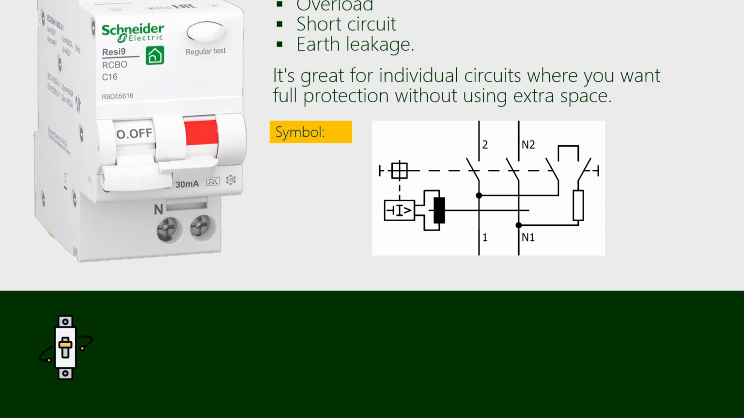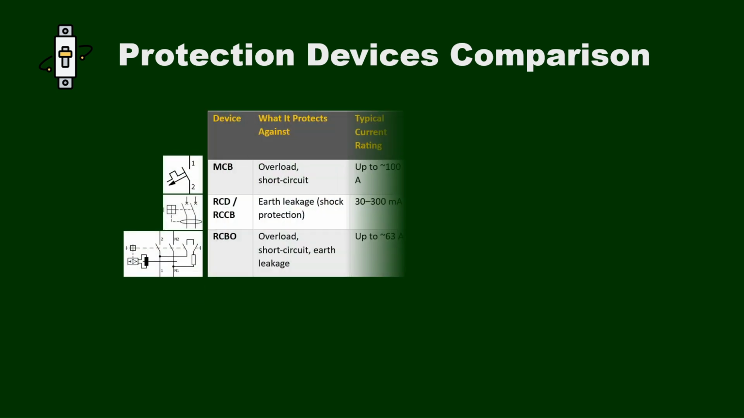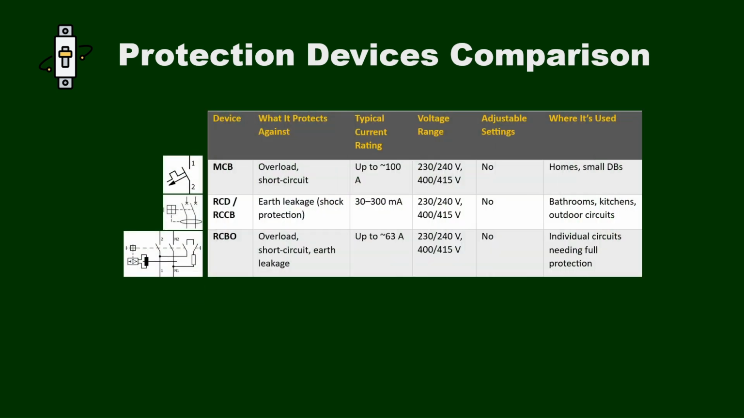Check out this table for a one-shot comparison of the three devices. MCB rating current is up to 100 or 125 amps, depending on the brand. RCD trigger current is 30 to 300 milliamps and RCBO rating current is up to 63 amps. Their voltage range is up to 400 volts and there is no adjustable setting on them.